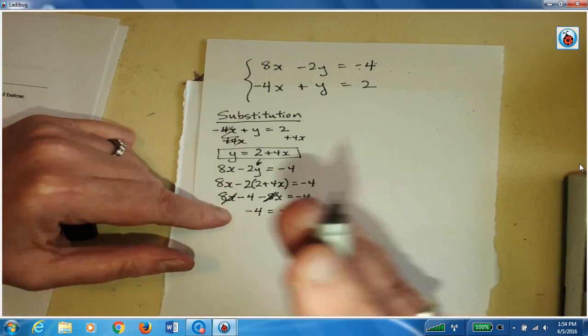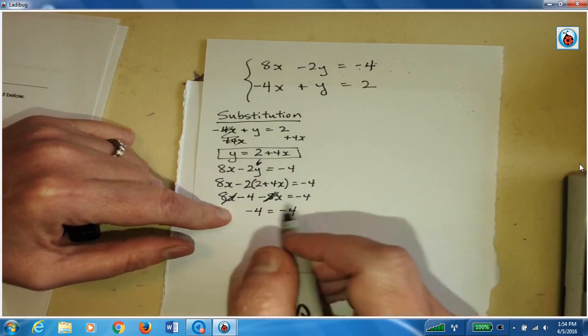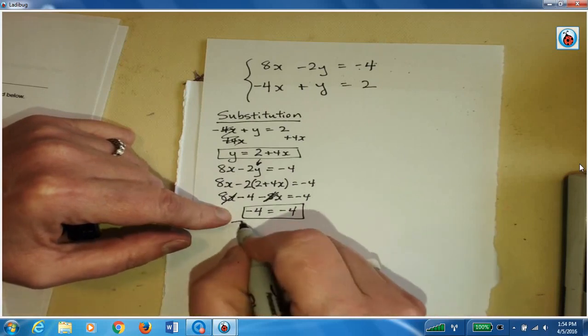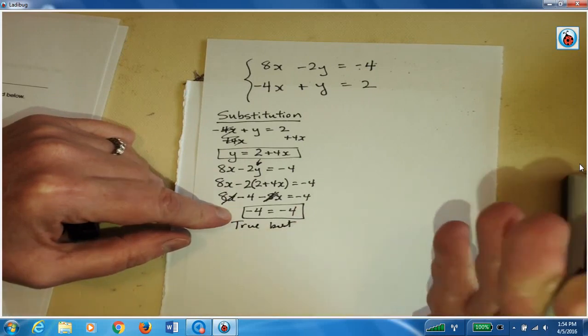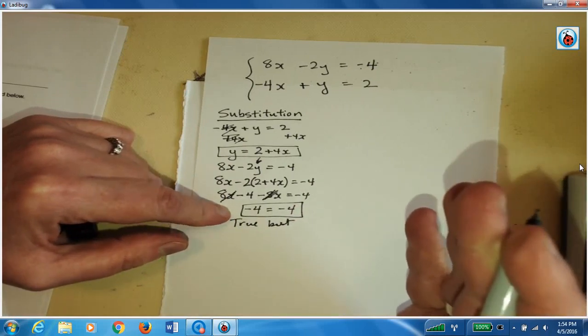Now, unlike the previous problem, this is true. This is true, but we don't have any way to find out what x or y either one of them are.